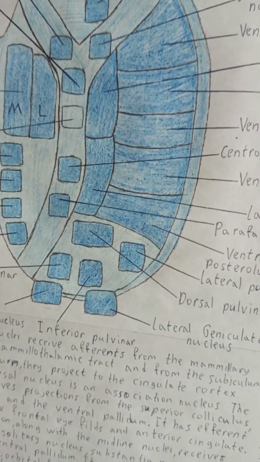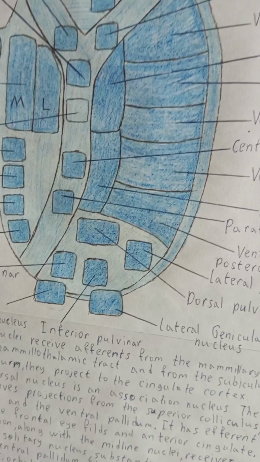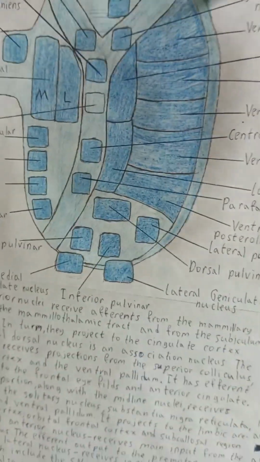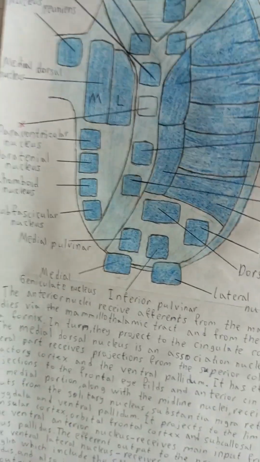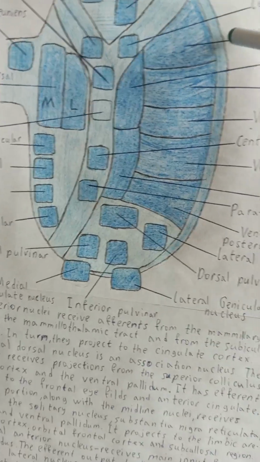This is a part of the ventral thalamus. It is separated from the thalamus by the external lamina. This is called the external lamina. This is probably the internal lamina. This is the external lamina, and there is some reticular nucleus.